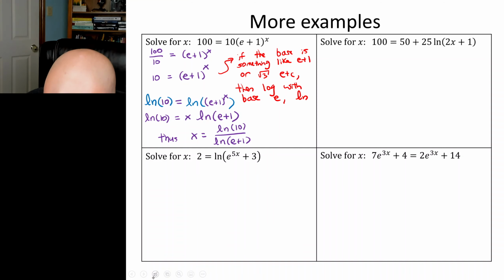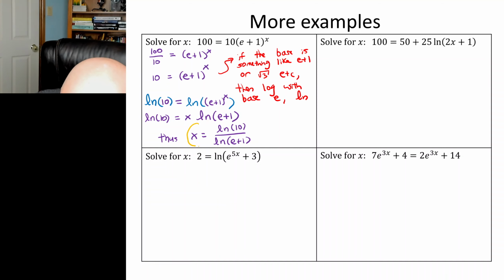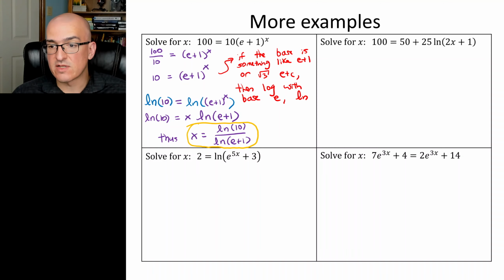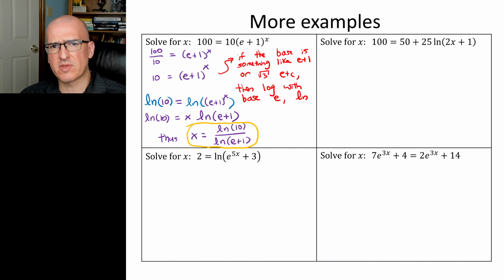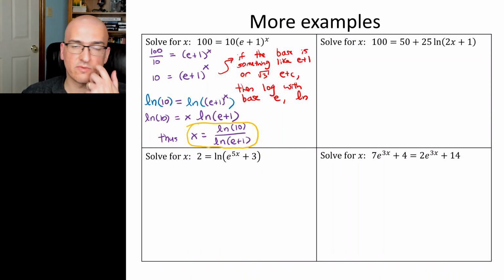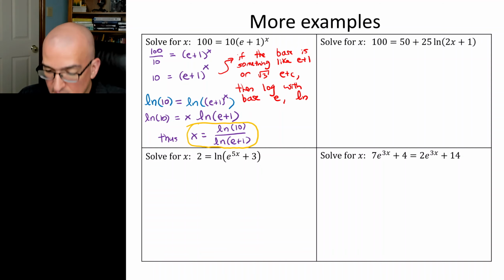So a big picture strategy there is we want to get the exponential function all by itself, which in this case is e plus 1 to the power of x. So we divide both sides by 10. Now, to get an x out of the exponent, we need logs. We want to log both sides. We chose ln because the base was really weird, e plus 1. If instead of e plus 1 that was a 7, so 7 to the x, then we would just do log base 7. We could do ln, but we would typically use log base 7. Okay, next example.